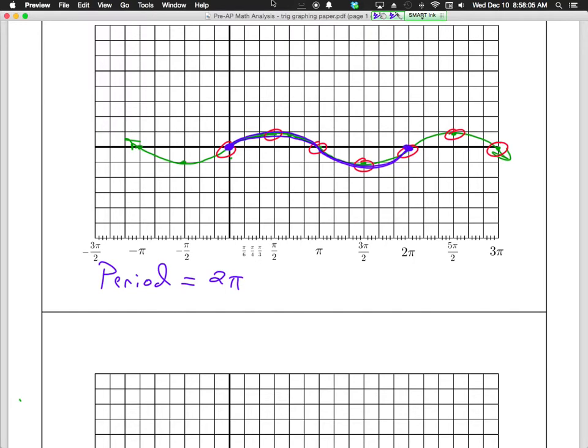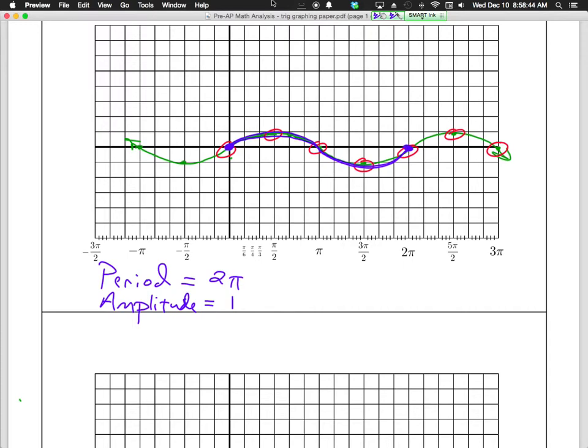The other thing I want to know is, what is my amplitude? What do I mean by amplitude? In this case, my amplitude is 1. It's from the middle to the top, or from the middle down. It's how high you go or how low you go from the middle. So in this case, from the middle, I went up 1, and I went down 1. That's my amplitude.